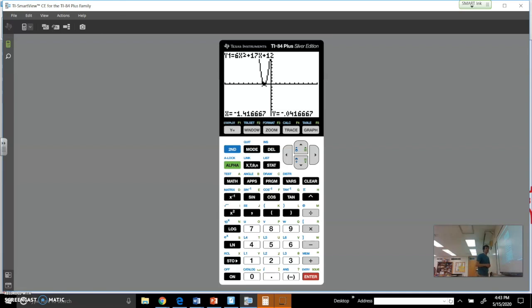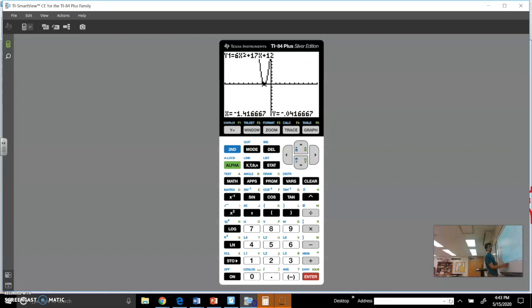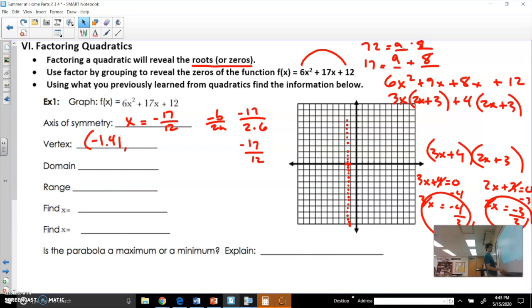So I think I'm going to estimate that as negative 1.41. And the output there looked like it was negative 0.04. And that's just taking me to that vertex point that's going to be very much in between those two.